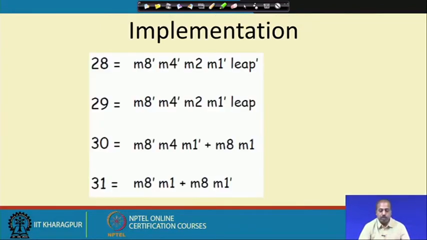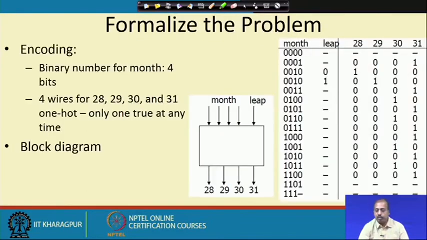Once you have made the truth table, you can write down the corresponding combinational function. So, 28 is M8 bar, M4 bar, M2, M1 bar, leap bar. You see that 28 is 1 only for this combination. So, all these bits, M8 bar.